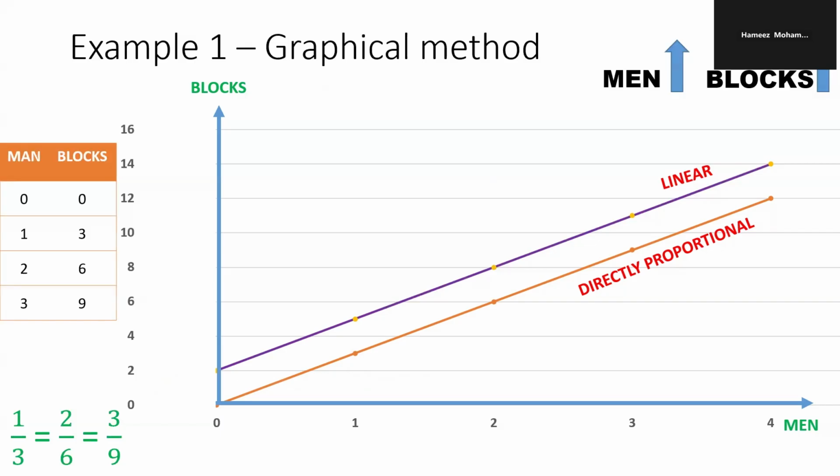So we were saying before that the idea of proportion really can be represented as equivalent ratios: 1 to 3, in terms of men to blocks comparison, is the same as 2 to 6, which is the same as 3 to 9.